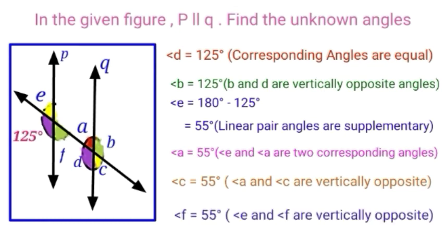Next, angle F is equal to 55. Angle E and angle F are vertically opposite. The measures of vertically opposite angles are equal. So, angle F is also 55 degrees.